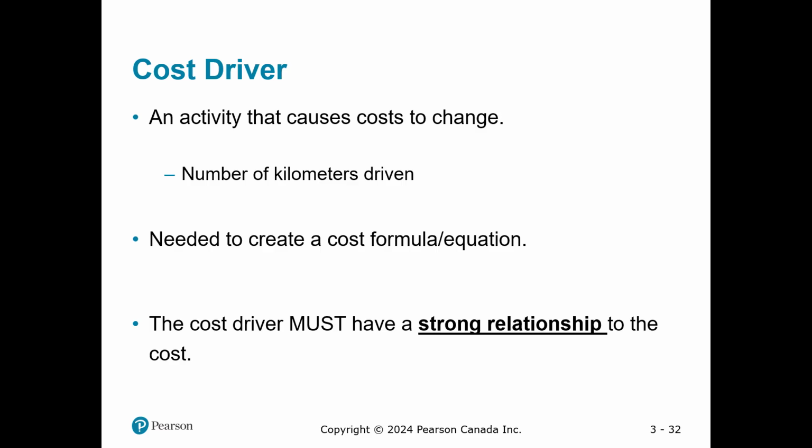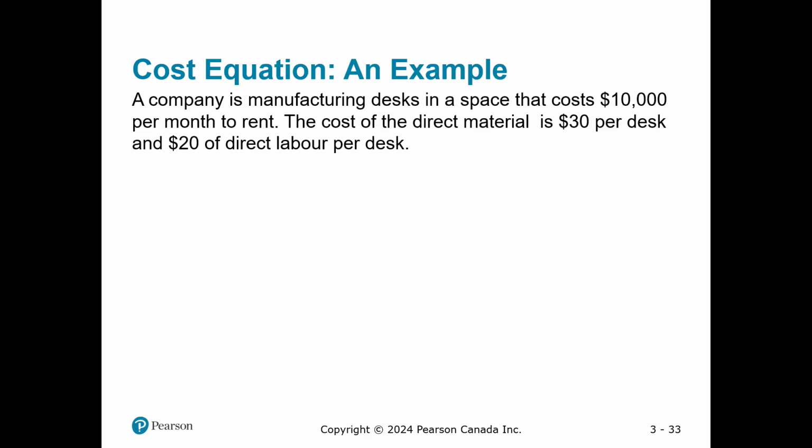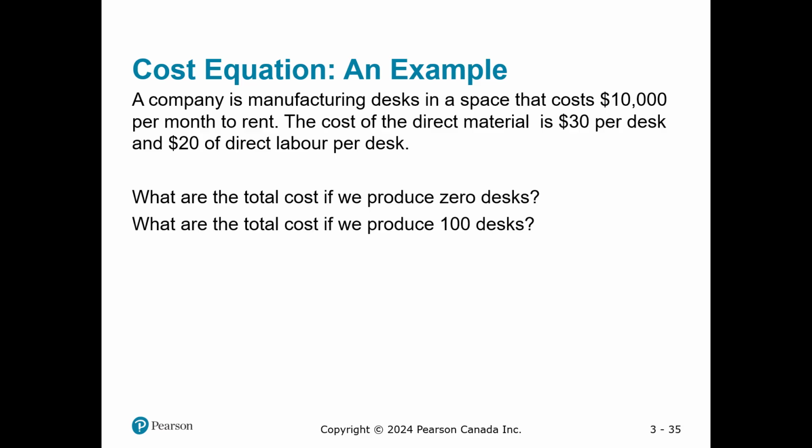Now that you understand cost drivers, we can start working on creating an equation to calculate total cost. Let's use an example to do that. A company is manufacturing desks in a space that costs $10,000 per month to rent. The cost of the direct material is $30 per desk and $20 of direct labor per desk. What is the total cost if we produce 0 desks? What is the total cost if we produce 100 desks? And what's the total cost if we produce 1,000 desks?